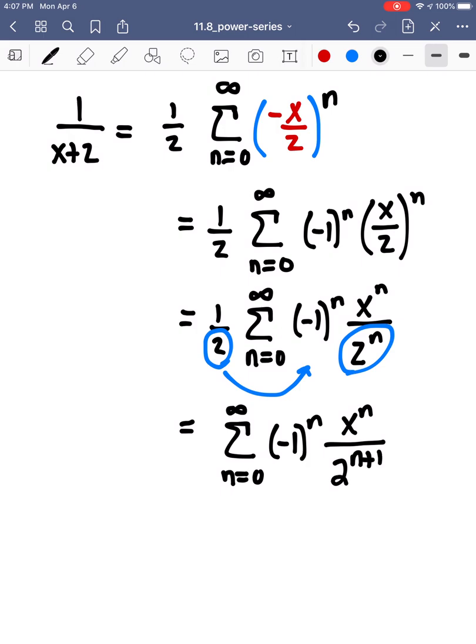Because remember, just as a quick aside, if we have the product of 2 to the first times 2 to the n, we add the powers. So this would be 2 to the n plus first power.